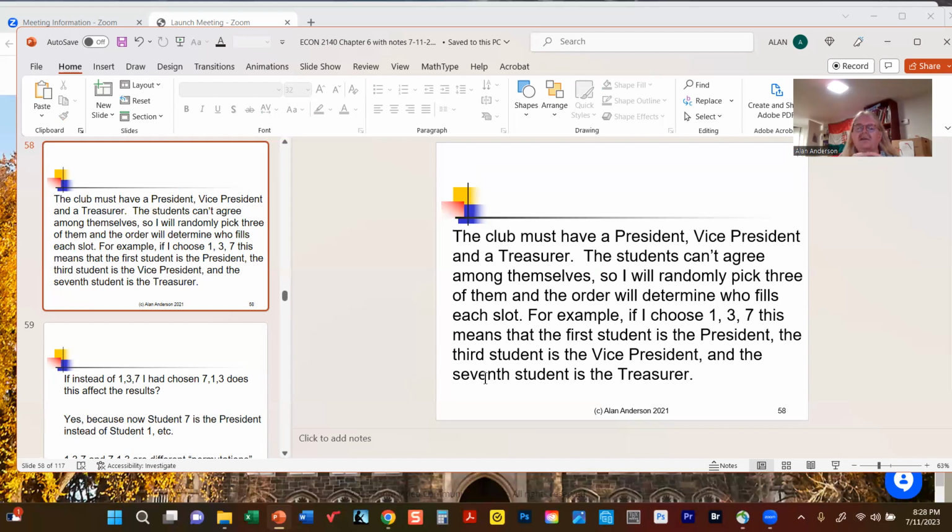So the order matters, because if I choose 137, that's very different than choosing 713, even though they're the same numbers. With 137, student 1 is the president, student 3 is the vice president, student 7 is the treasurer. With 713, student 7 is the president, 1 is the vice president, 3 is the treasurer. The order does matter a great deal now. So the question is, how many ways can we fill these positions?